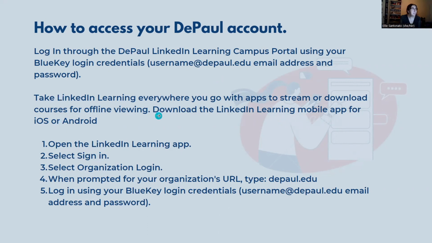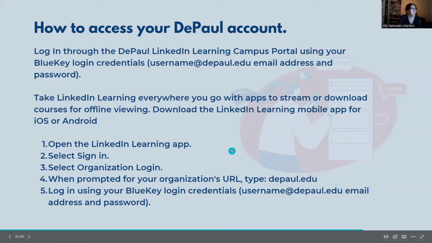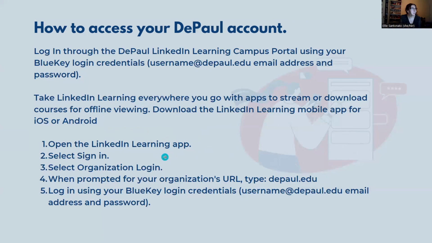So you can take LinkedIn Learning anywhere you go with the apps. You can stream and download courses for offline viewing if anyone has a long plane ride coming up as we approach finals and winter intersession. This might be a fun way to pass the time instead of those shows that you've been putting off watching instead of studying. So once you have the app downloaded, you can open the LinkedIn Learning app, select sign in, select organization login. So this is your DePaul credentials, and then use your Blue Key login.